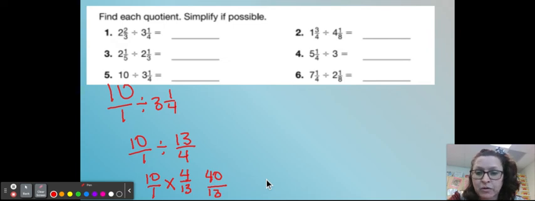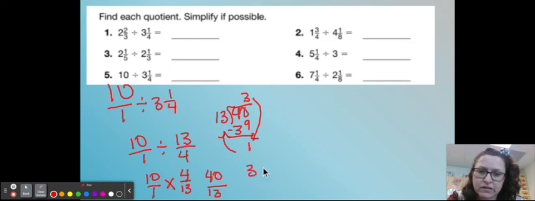I look at this one and I notice something. My bigger number's on the top, which means I have to divide. So I'm going to do 40 divided by 13. 13 goes into 40 3 times. 3 times 3 is 9. 3 times 1 is 3. So 39. 40 minus 39 is 1. So my answer is 3 and 1/13. Perfect. That wasn't too hard, was it?